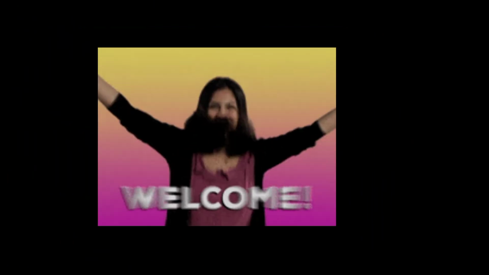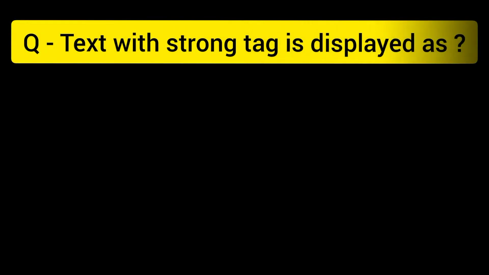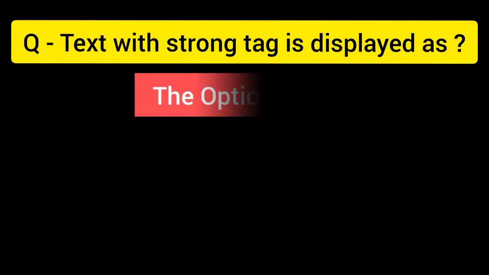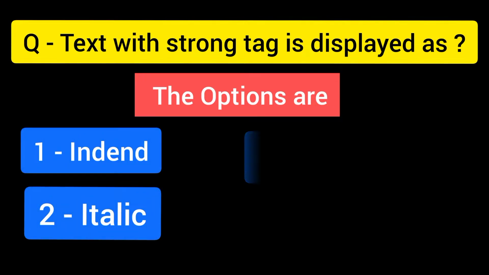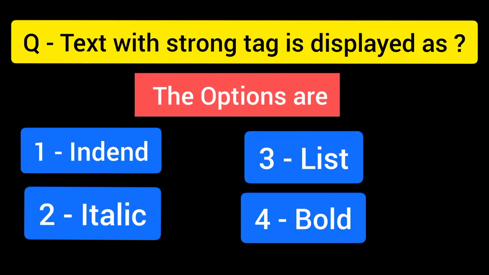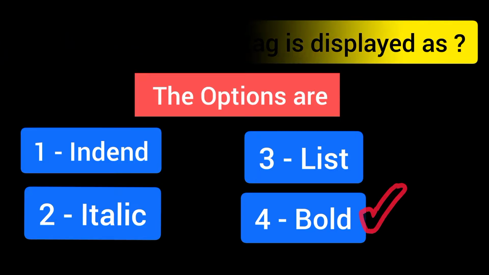वेब डिजाइनिंग मल्टीपल चॉइस क्वेश्चंस में आपका स्वागत है। क्वेश्चन नंबर 1, टेक्स्ट विद स्ट्रॉन्ग टैग इज डिस्प्लेड एज, एंड द ऑप्शंस आर ऑप्शन नंबर 1 इंडेंट, ऑप्शन नंबर 2 इटैलिक, ऑप्शन नंबर 3 लिस्ट, ऑप्शन नंबर 4 बोल्ड, एंड द राइट आंसर इज ऑप्शन नंबर 4 बोल्ड.